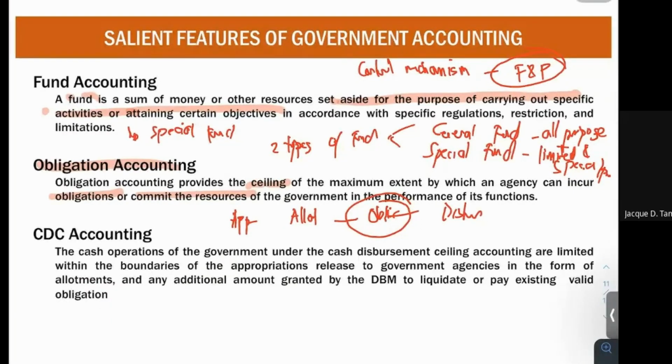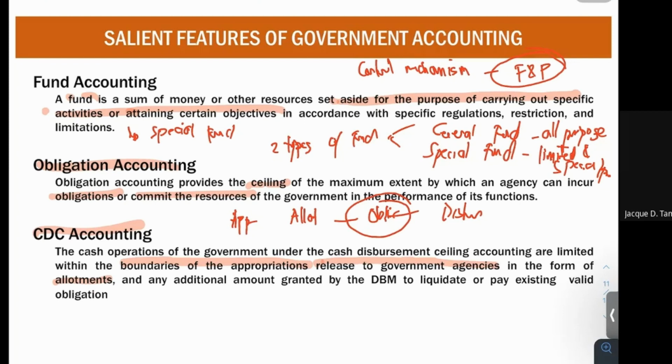Next, CDC accounting. Again, this is your cash disbursement ceiling. Under cash disbursement ceiling accounting, the cash operations of the government are limited within the boundaries of appropriations released to government agencies in the form of allotments, plus any additional amount granted by the DBM to liquidate or pay existing valid obligations. So here we have a ceiling based on what is allotted.